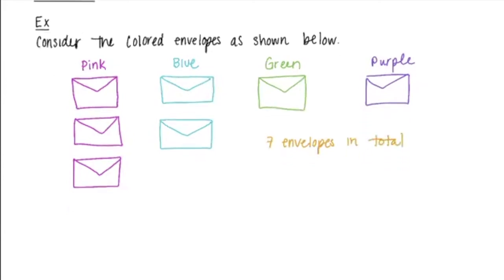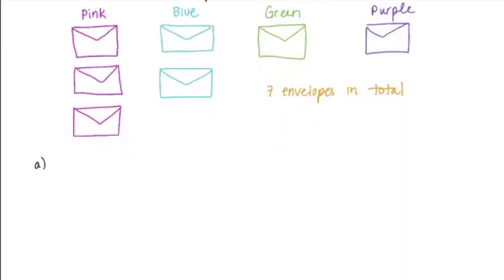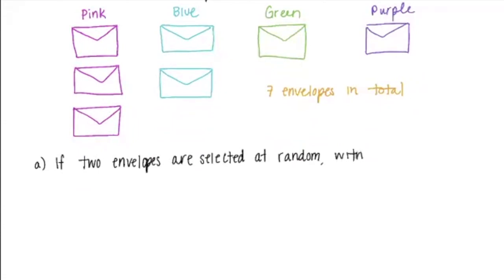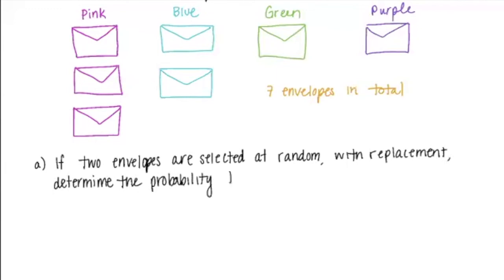So the first thing we want to do is figure out, if 2 envelopes are selected at random, with replacement, we're going to determine the probability that, first, neither envelope is pink.